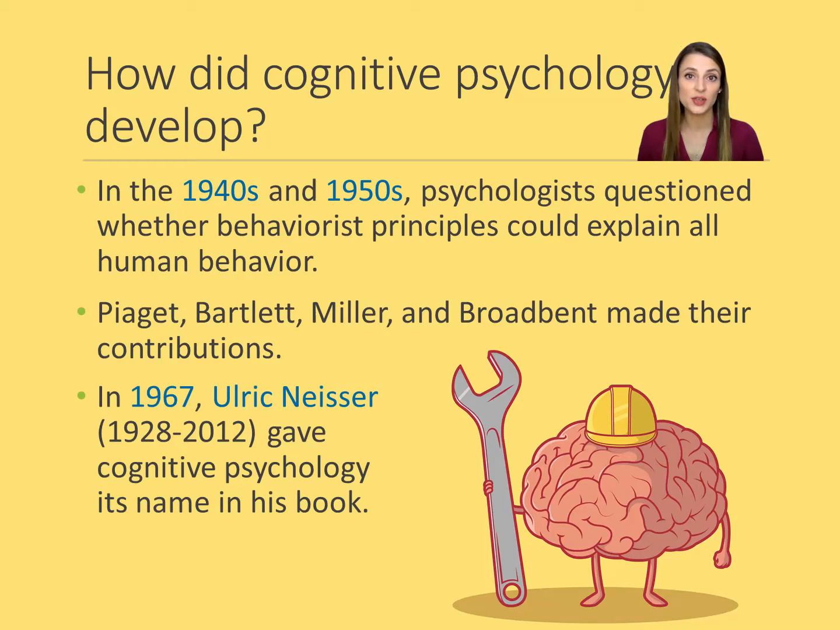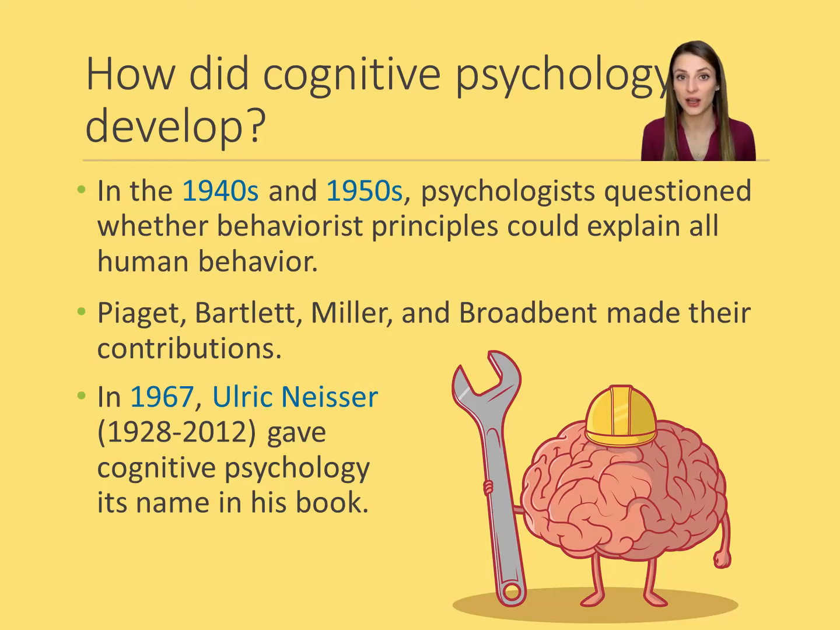In response, several individuals began to study language and other forms of human development. People like Piaget, Bartlett, Broadbent, Miller. These individuals helped bring about cognitive psychology, but it didn't get its official name until 1967, when Ulrich Neisser published his book and officially gave it that name.